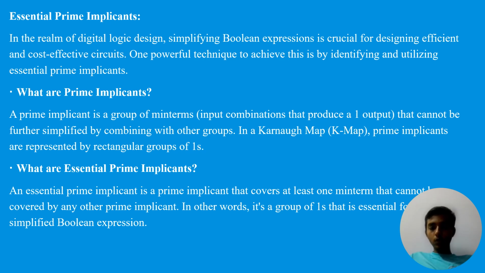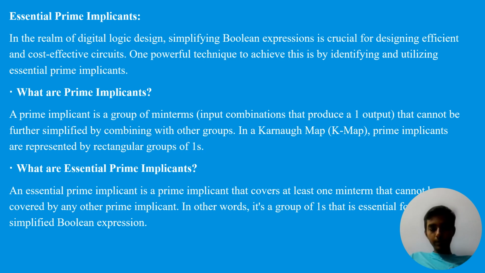A prime implicant is a group of minterms that cannot be further simplified by combining with any other groups. In a K-map, prime implicants are represented as rectangular groups of ones. That means a prime implicant is a group of minterms, which are the input combinations that produce one output, that cannot be further simplified by combining with other groups. In a K-map, the prime implicants are represented as rectangular groups of ones.